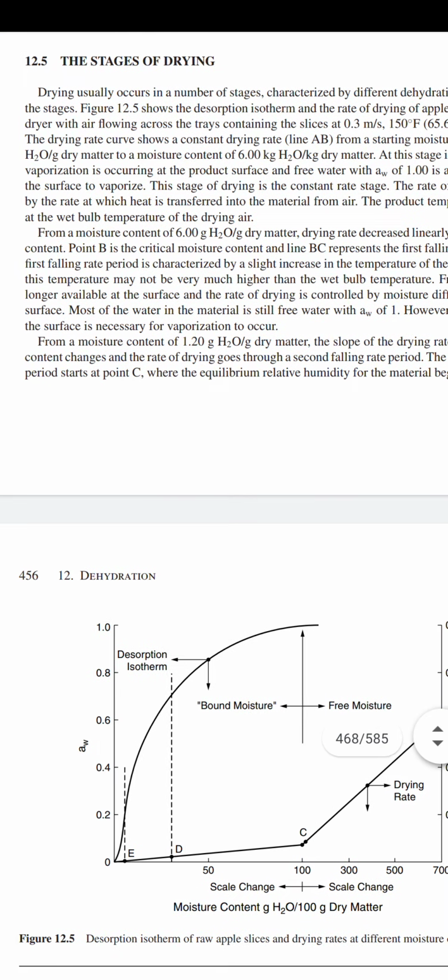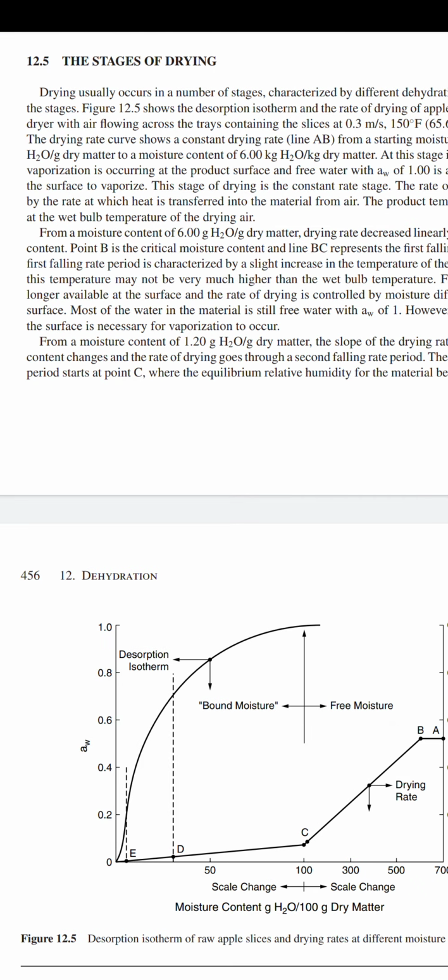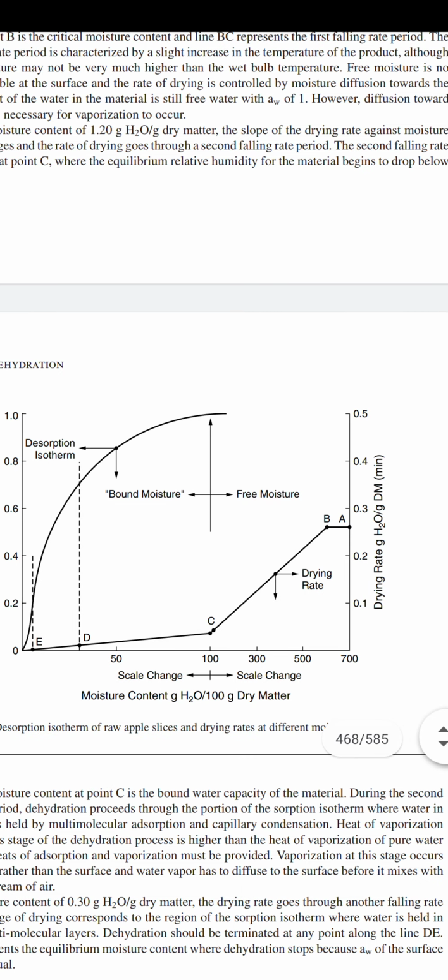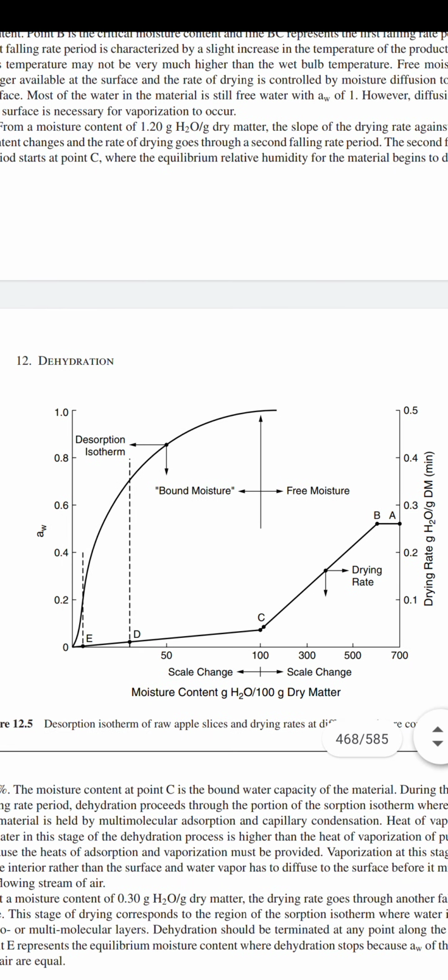The second falling rate period starts at point C, where the equilibrium relative humidity for the material begins to drop below 100%. So from this C, the ERH will start to fall. That means there will no longer be availability of free moisture. You may have seen this sorption isotherm curve which we have discussed in the previous sections.